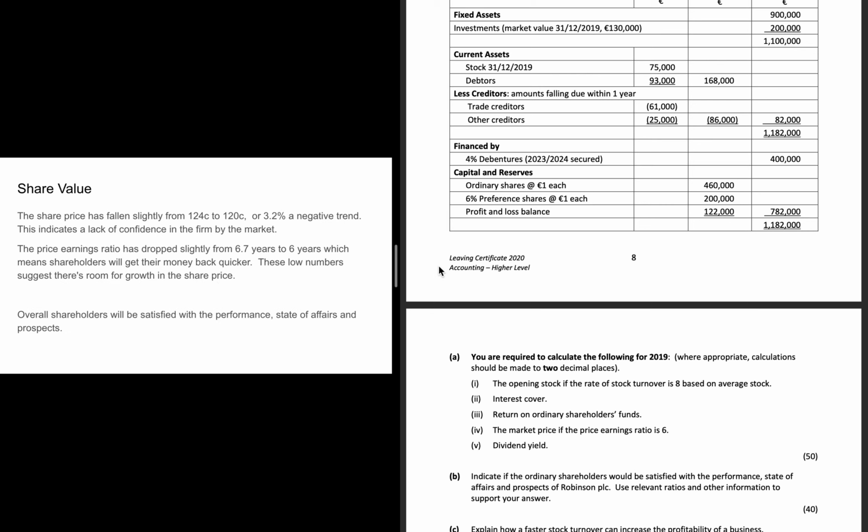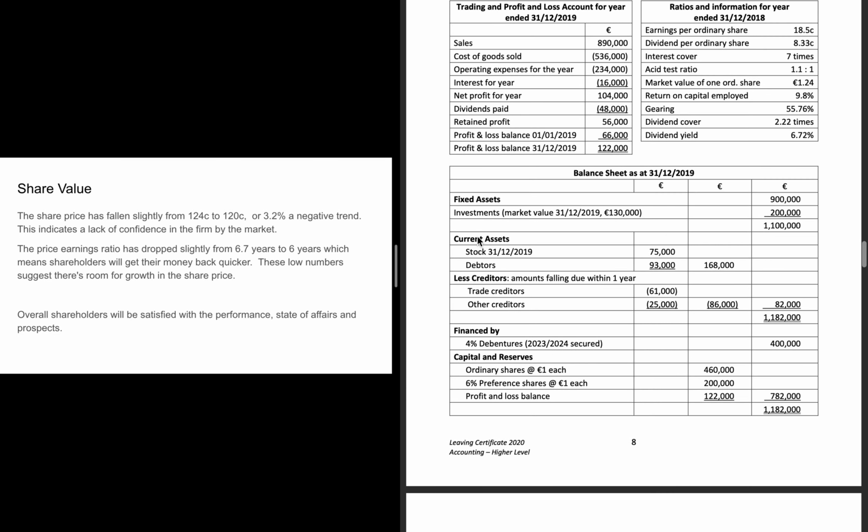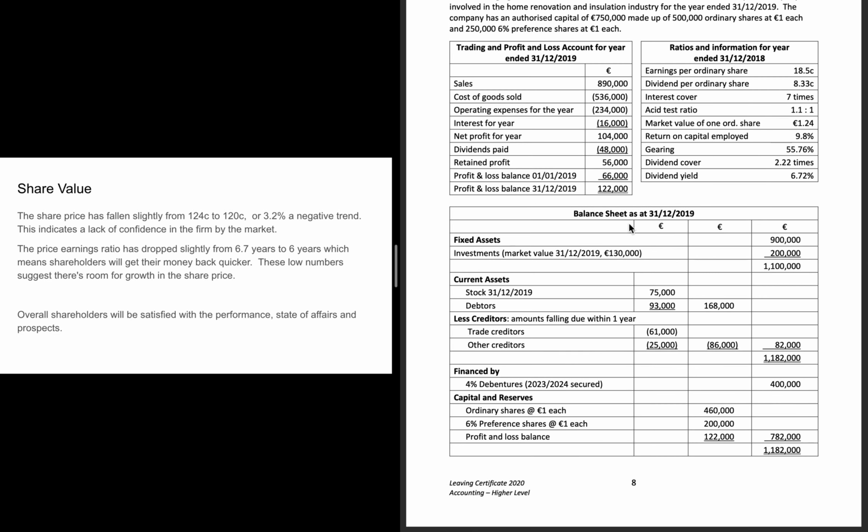So share value then. We worked out the share price to be 120. It was 124. So it's down to 120. So that's 3.2. And that does indicate a lack of confidence in the firm by the markets. But in my price earnings, they're pretty good actually. 6.7 and 6 is good. They're low, so there should be an improvement or a chance for growth in the share price.